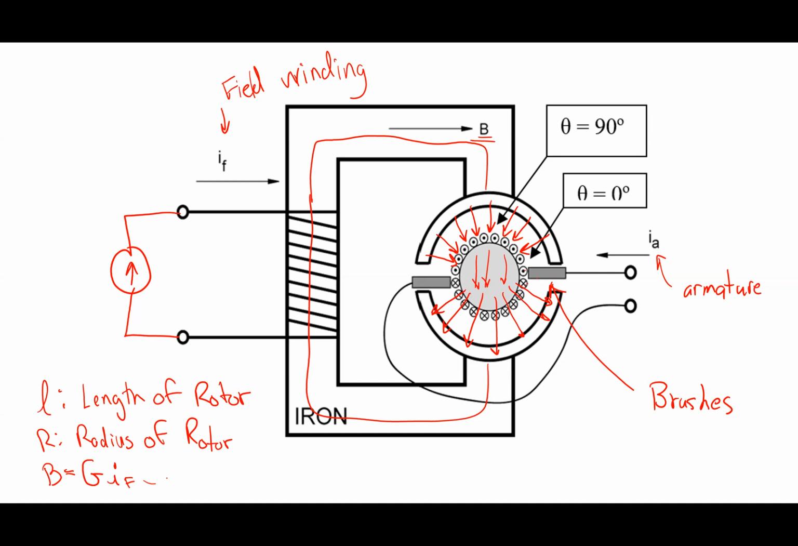Okay. All right. How would I figure out now, with this information, if I have a current I sub A into that rotor, what would be the force on any of those windings? How would I figure out the force, let's say, on this winding right here at the top?